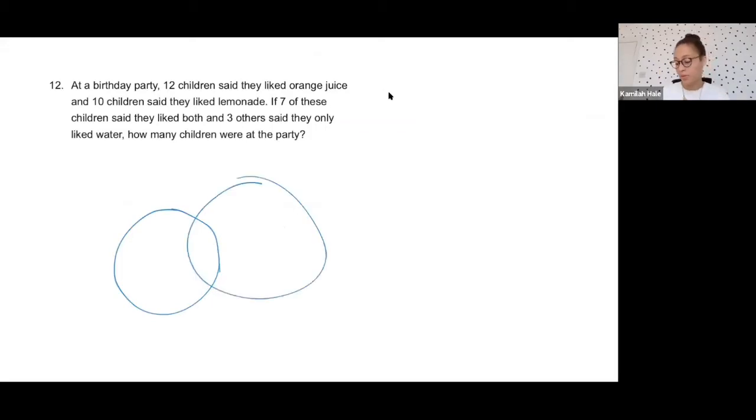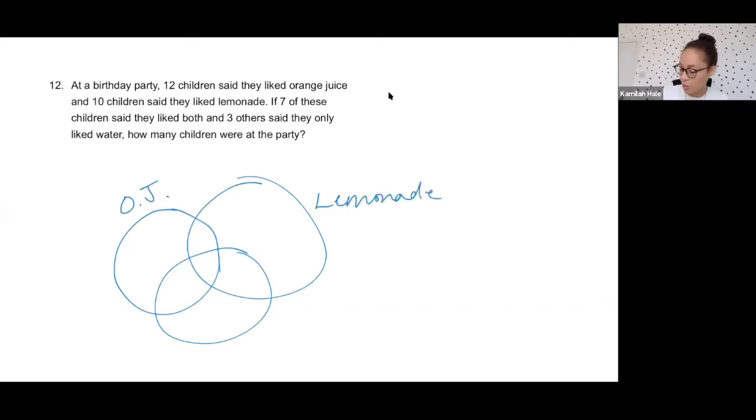Well, sorry about my circles, but if this was an exam, it wouldn't matter. So let's just pretend it is. So make sure you label them. That's orange juice, that's lemonade, and then water down here. So why don't you take a second on paper? I won't pause the recording, but take a second on paper to try and fill in your Venn diagram, and then I'll show you what it should look like on the board.